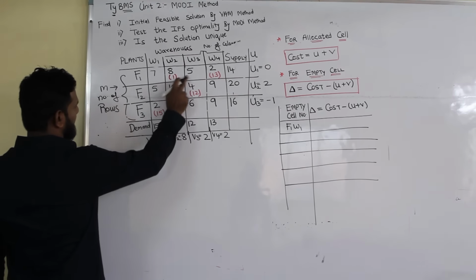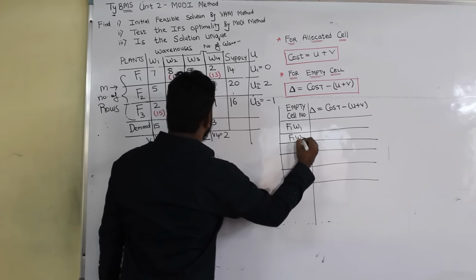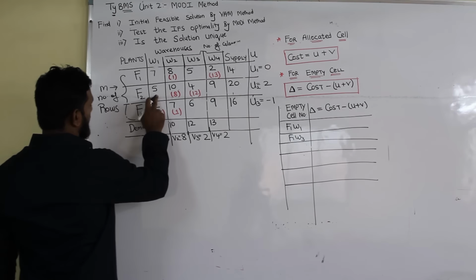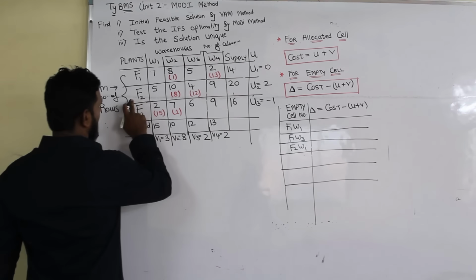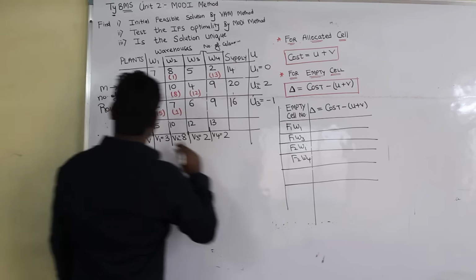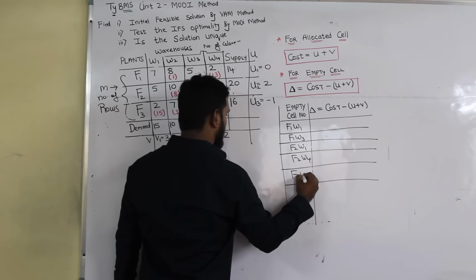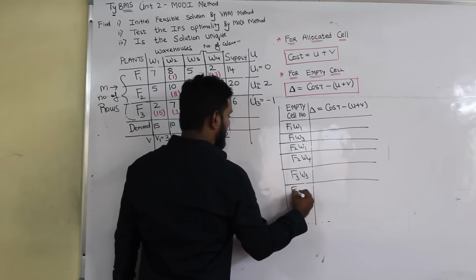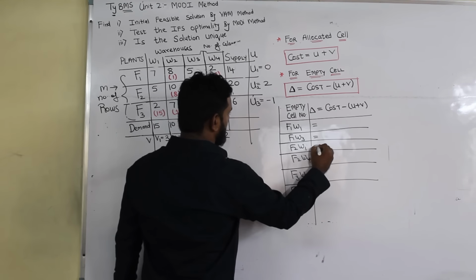Which is the next cell? We can see F1W3. The next cell is F2W1. Next one is F2W4. Next is F3W3. And the last one is F3W4. Now what you will do, you just put an equal to sign over here.